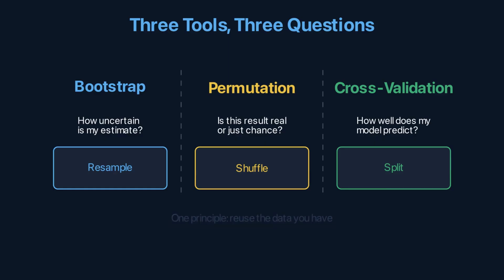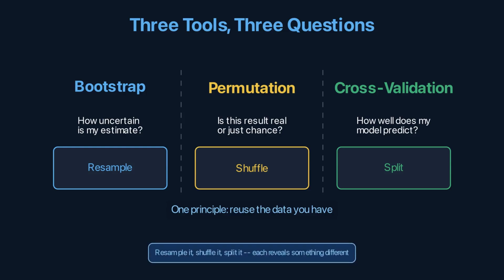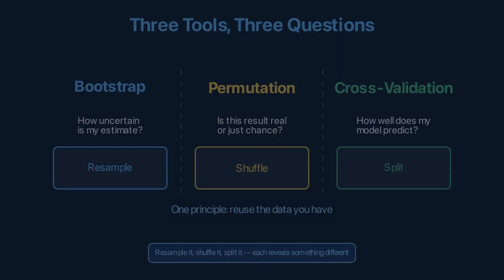One principle unites them. When you can't get more data, reuse the data you have. Resample it, shuffle it, split it. Each reveals something different about the reliability of your conclusions.